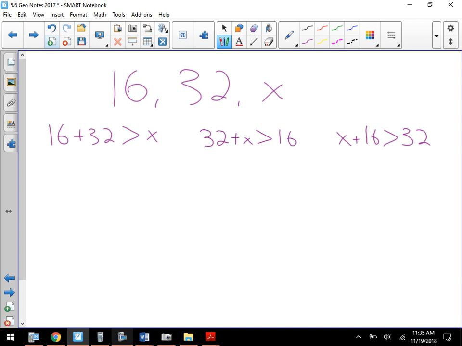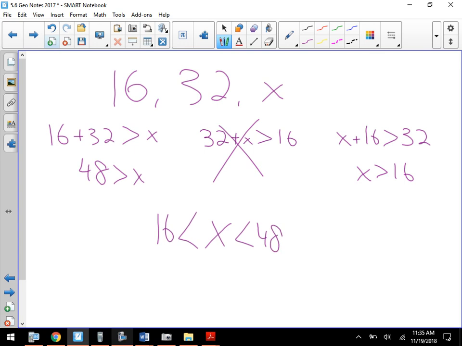Okay. What's 16 plus 32? 48. What happens in the middle? Can I have that? No. This gives me a negative value. That won't work. And what do you get for the last one? 16. X is somewhere between bigger than 16, smaller than 48.